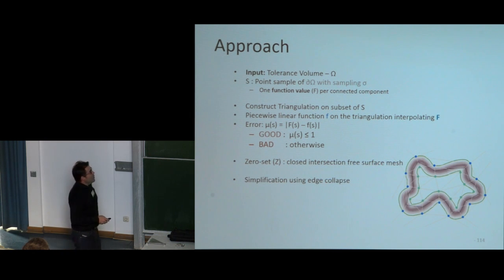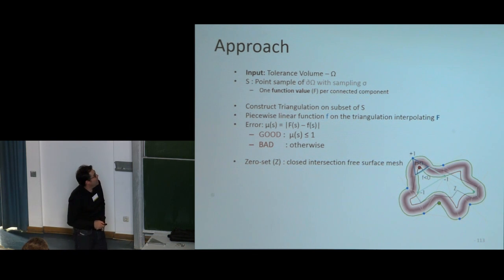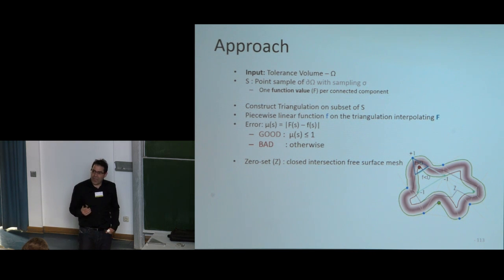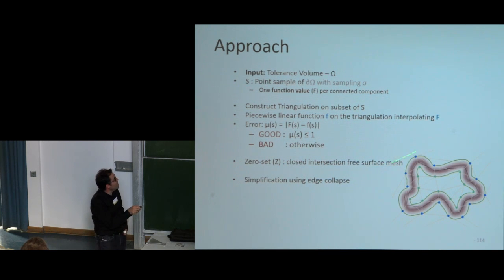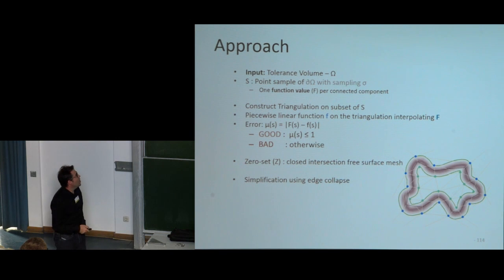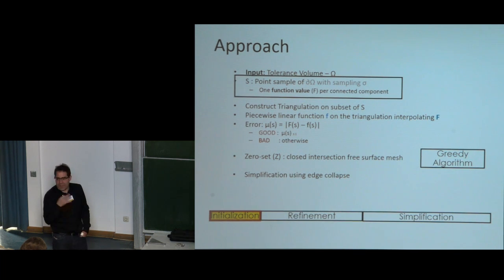And then what we do, once we have that, we have a zero set, which will be a surface this time. We are going to simplify this volumetric mesh using standard edge collapse while preserving the classification of this. And then there will be another step that I will go through.